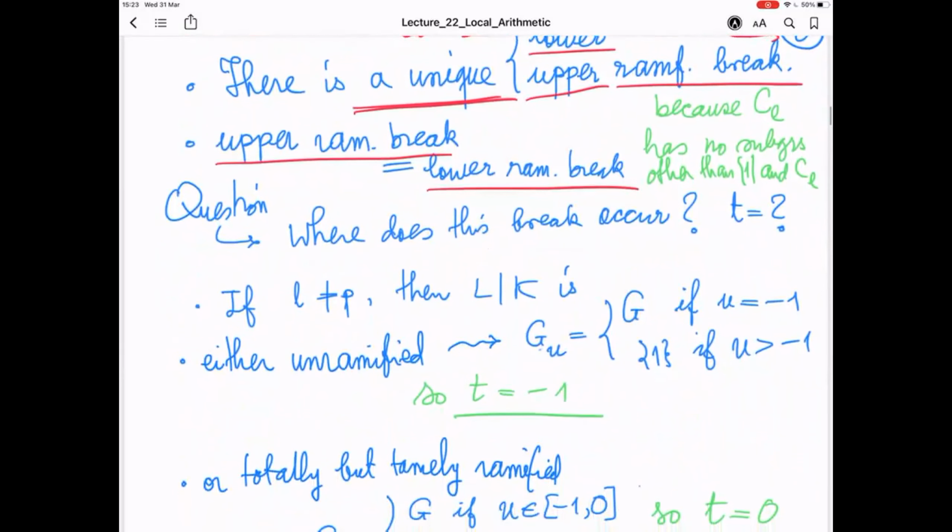It's a cyclic group and has no subgroups other than the trivial group and the whole group.